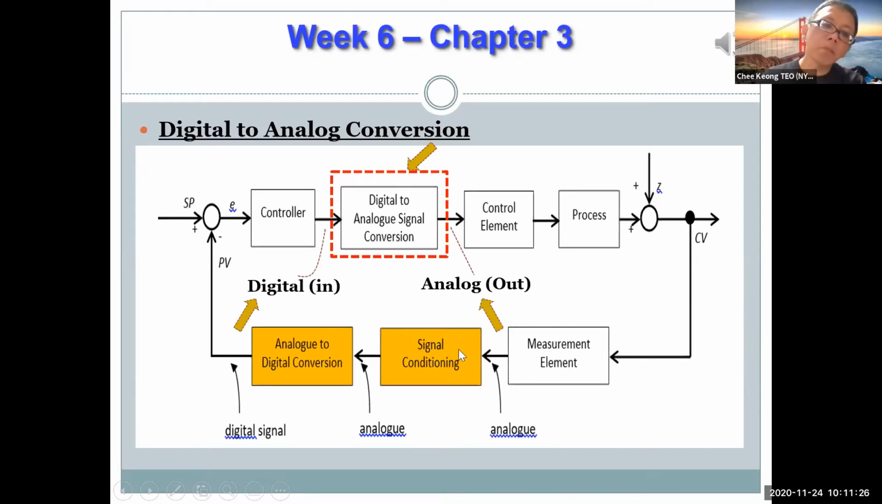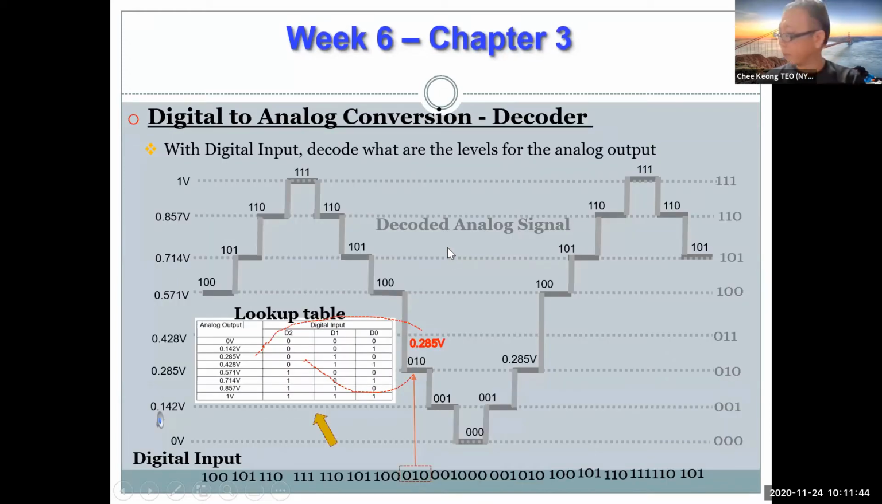Some people tell me that, since you have analog input and digital output, then you just flip the input and output, then you become digital to analog. So it's the same. So it doesn't work this way. So we will now go through basically how to move from digital back to analog. With digital input, the microcontroller will go to a lookup table to search for the analog equivalent values.